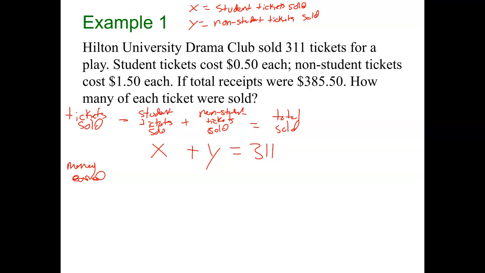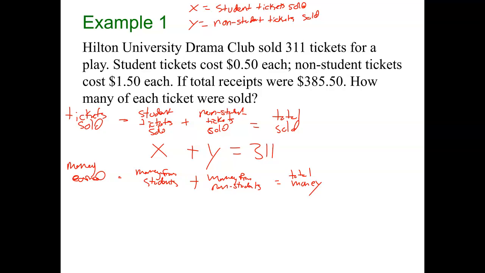So now money earned. So I need to look at, okay, money from students, and I've got money from non-students, and I've got total earnings. Total money. I would add those together. I would add the money from the students and the money from the non-students to get my total money. All right. But now I need to figure out, well, how do I find the student money? How do I figure out how much money I made from students?